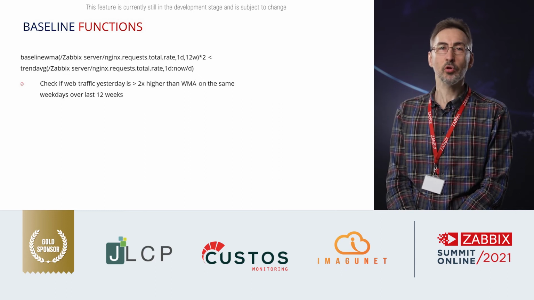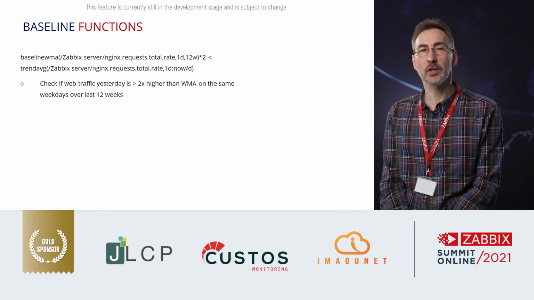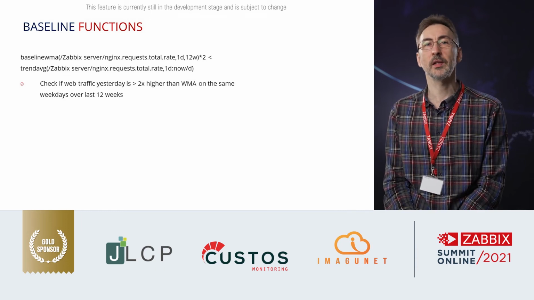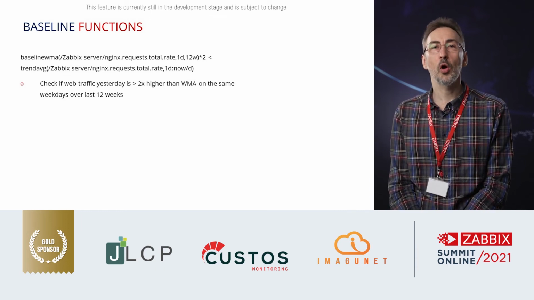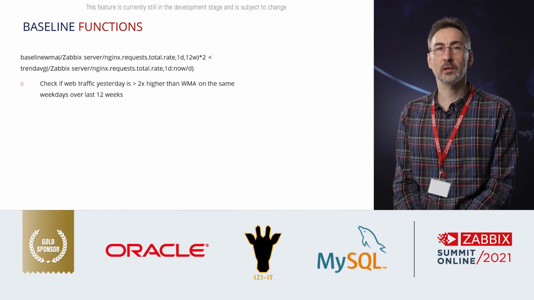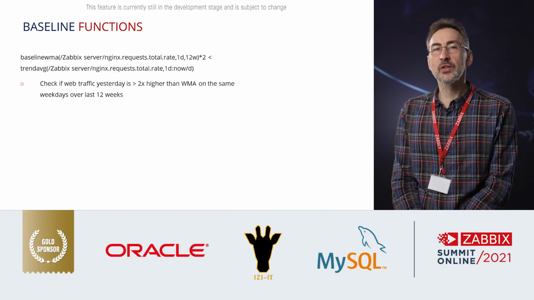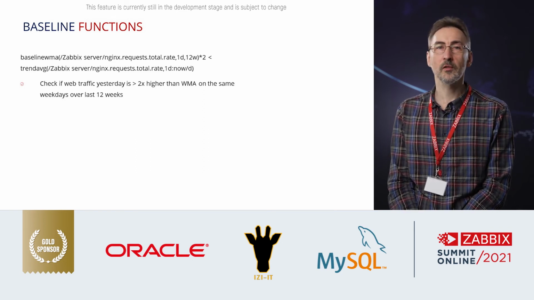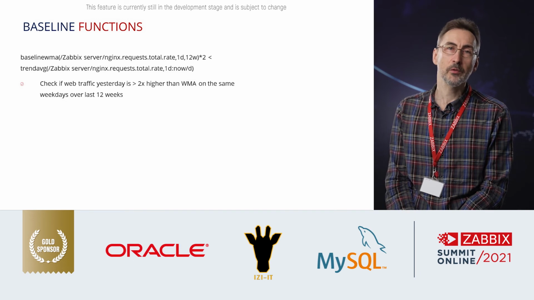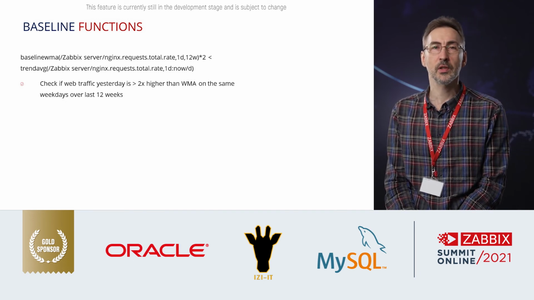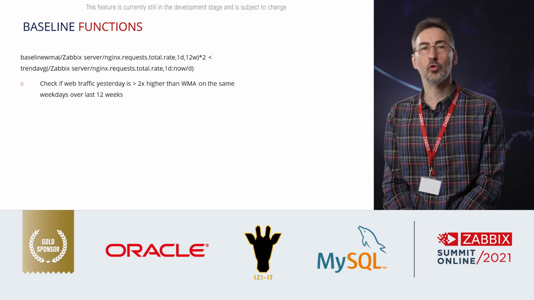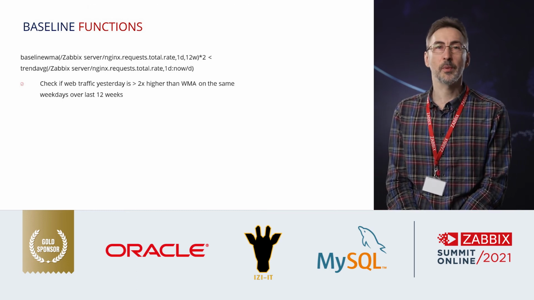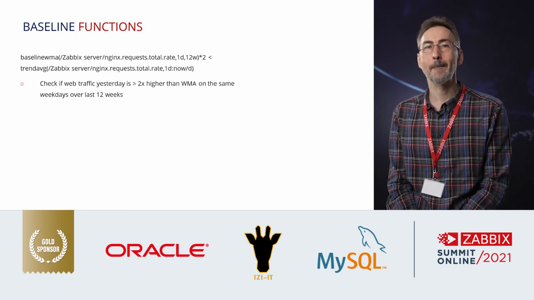The second example shows the trigger that checks if yesterday's web traffic is twice as high as the weighted moving average on the same weekdays over the last 12 weeks. So the range of applications spans from some low-level system metrics such as CPU utilization up to higher level measurements such as web server request or business metrics where calendar periods are especially important.